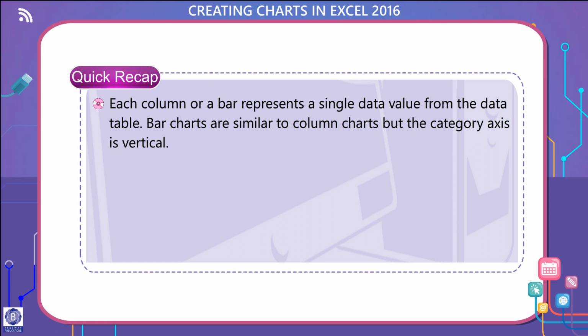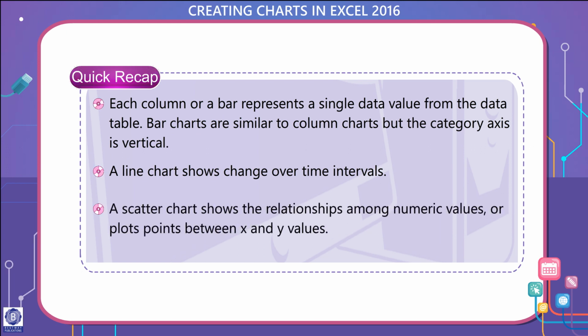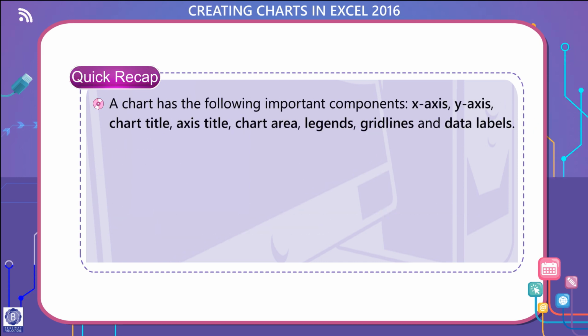Bar charts are similar to column charts, but the category axis is vertical. A line chart shows change over time intervals. A scatter chart shows the relationships among numeric values or plots points between x and y values. A chart has the following important components: x-axis, y-axis, chart title, axis title, chart area, legends, grid lines, and data labels.